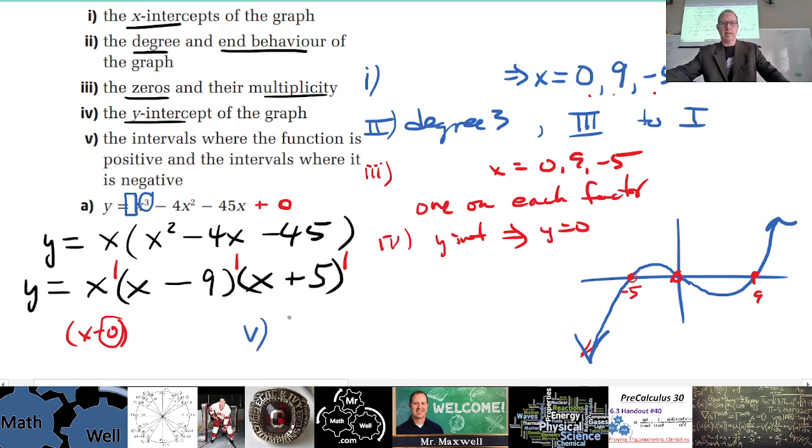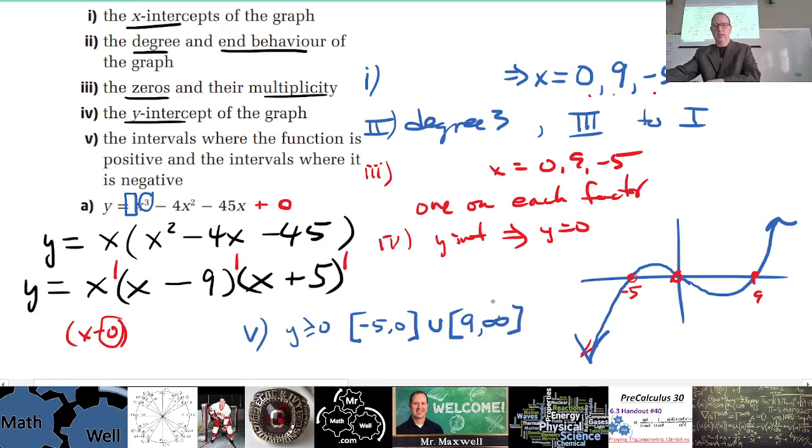So let's say that y is greater than 0. Where is that? Between negative 5 and 0. Do you guys know this notation? Negative 5 comma 0 with the square brackets like that, or the round brackets. That's interval notation. Have we done interval notation? I think I talked to you about it. So from negative 5 to 0, as well as, I don't know if you've seen the union before, as well as 9 to infinity. Interval notation?